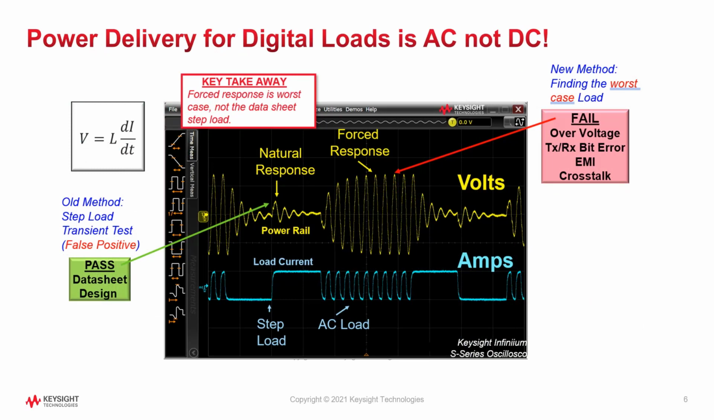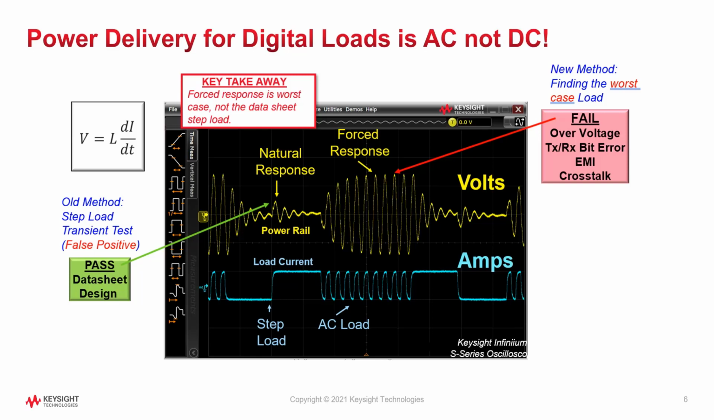Power delivery for digital loads is AC, not DC. Here again is an example of how the industry often gets it wrong. This is a typical screenshot of a real-time oscilloscope looking at the voltage on a power rail while the digital load is switching. The yellow trace is the voltage ripples seen on the power rail when the load current, shown in blue, is being switched on and off.